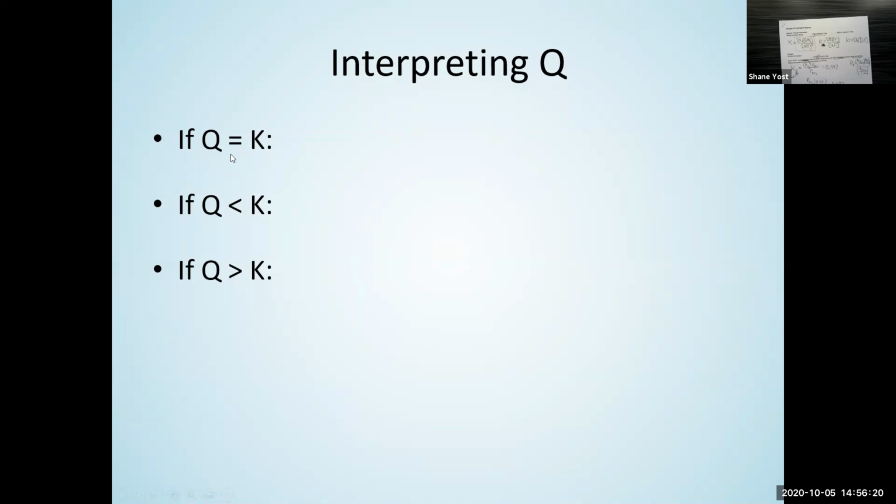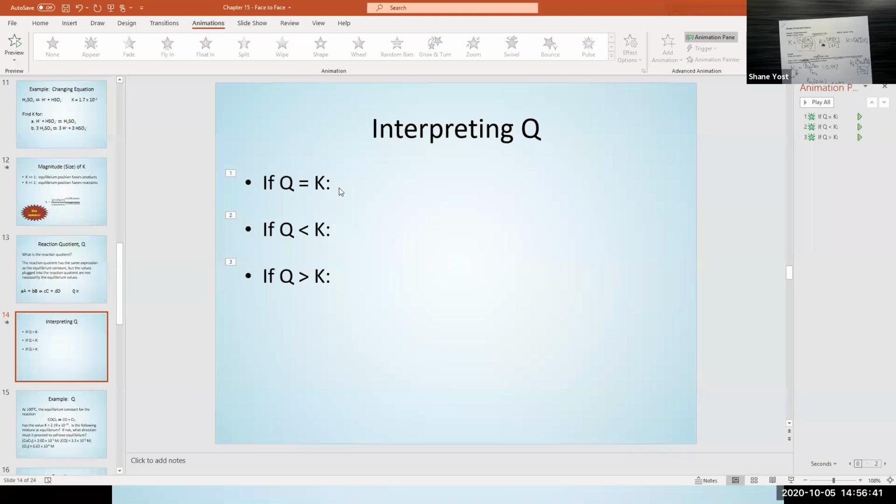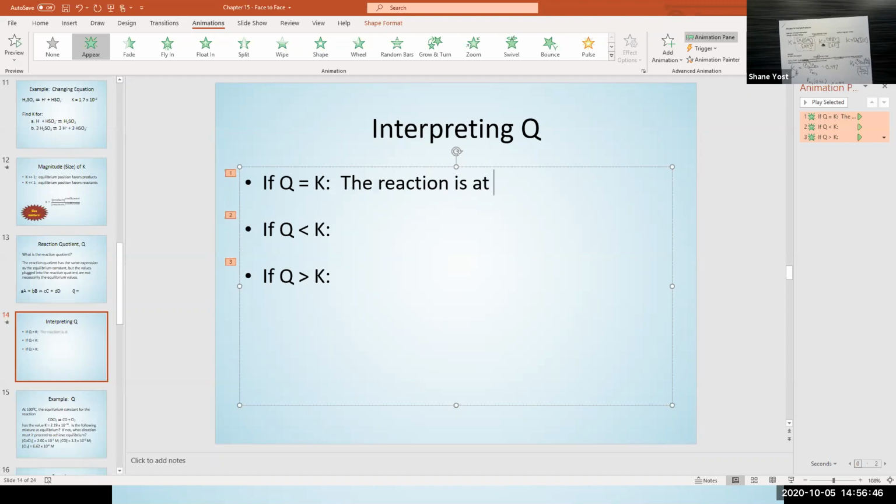So if I have some concentrations of reactants and products, I plug those numbers into my expression for Q, calculate its numerical value, and find that Q equals K. What does that tell me about my reaction? That it's at equilibrium, exactly. So if Q is equal to K, the reaction is at equilibrium. And what about if Q is less than K?